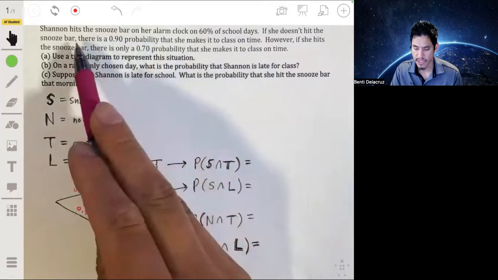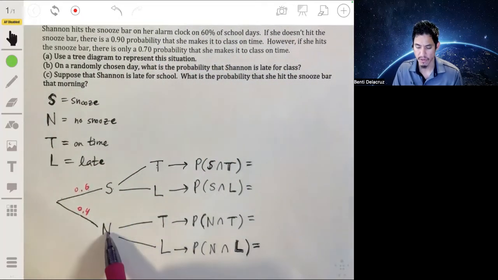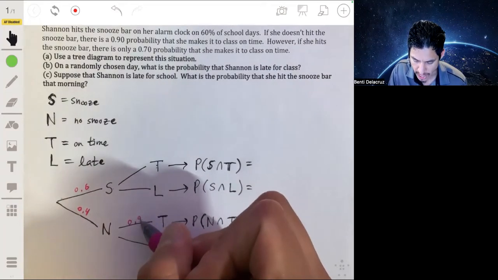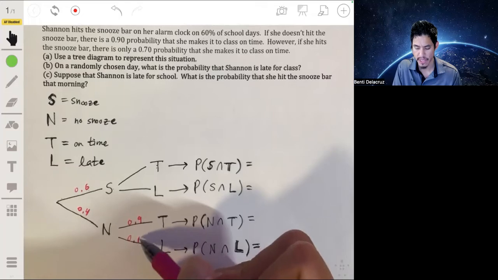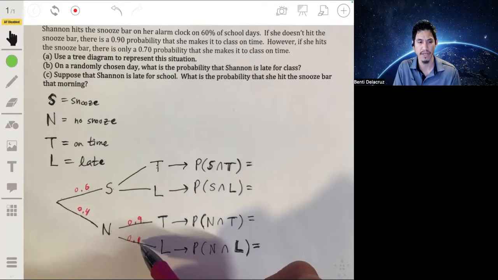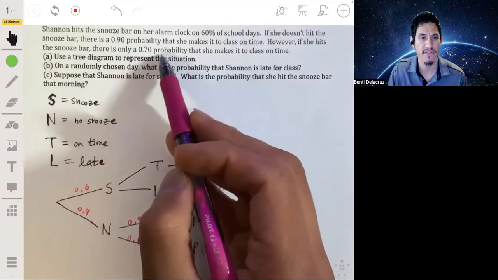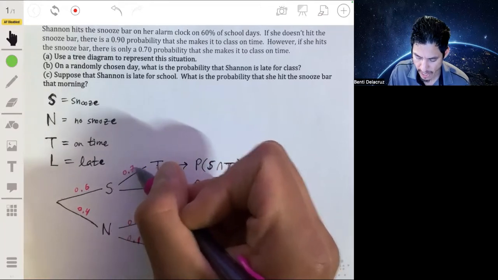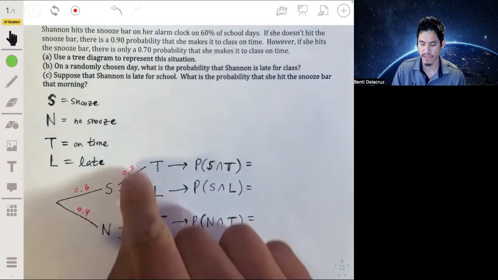Now, we're told if she doesn't hit the snooze bar, there's a 0.9 probability she makes it to class on time. So if she doesn't hit the snooze bar, we're talking about no snooze and on time. So on this branch, we'll put 0.9. But that means there's still a 0.1 chance of her being late even when she doesn't hit the snooze bar, because these have to add up to 1. Now, if she hits the snooze bar, there's a 0.7 probability she makes the class on time. So hits the snooze bar and is on time, that's 0.7. That means this will then be 0.3, because those have to add up to 1 again.